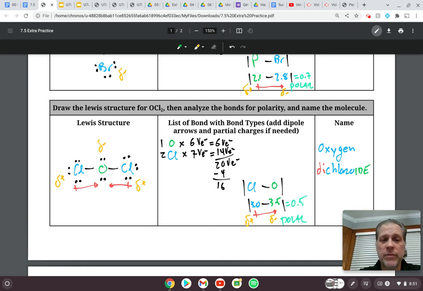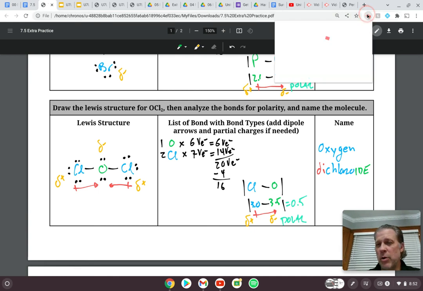So that's the solution for the third problem on the extra practice worksheet. Hopefully that helped if you had any questions.